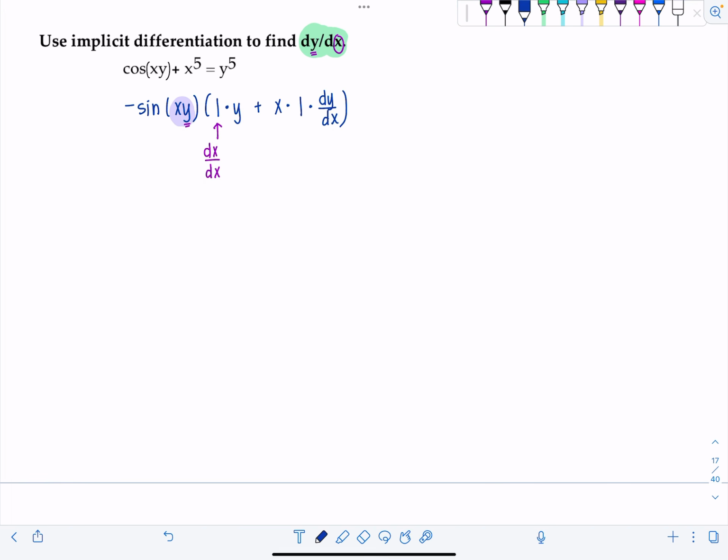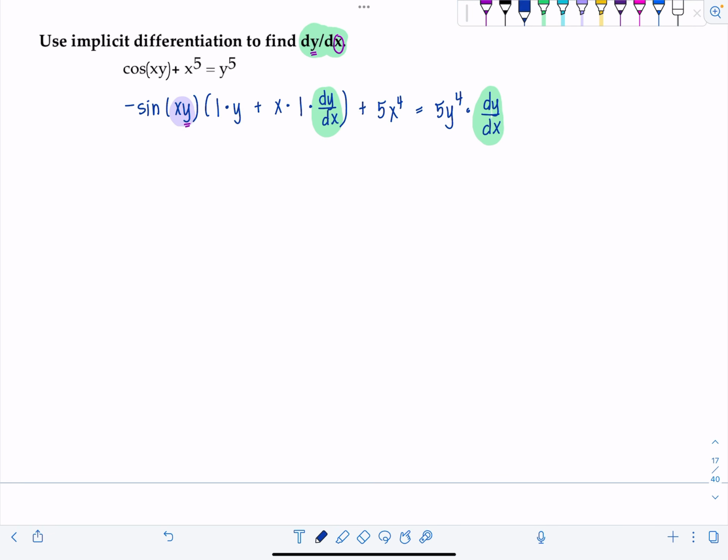Plus derivative of x to the fifth. So that's 5x to the fourth. And then, there is a dx/dx that you don't see, equals derivative of y to the fifth. It's 5y to the fourth times dy/dx. That one we see. All right, now all the calculus is done. So it's just a matter of can you solve for dy/dx. I see dy/dx here and here, 2 places. So let's put all the terms that have dy/dx on the same side of the equation.